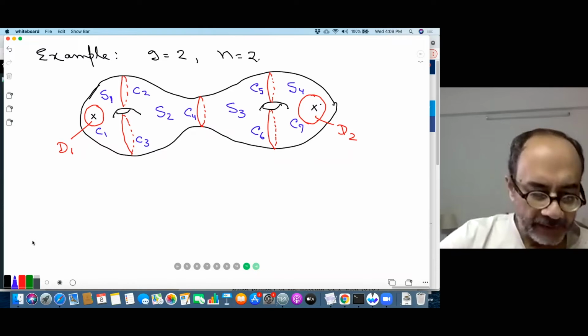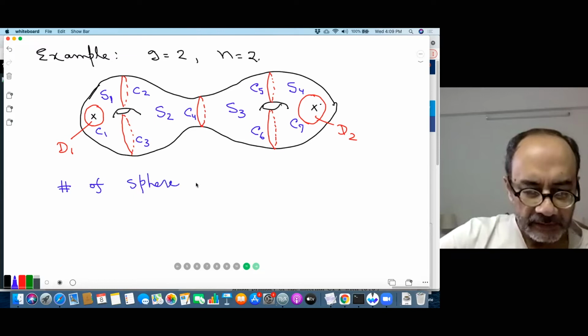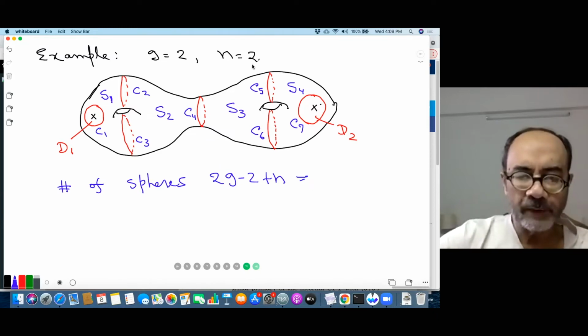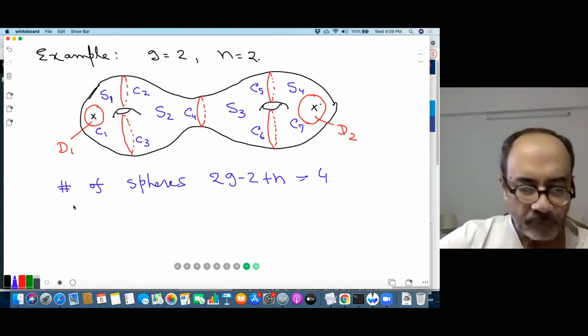What I had claimed earlier is that the number of disks is the number of punctures, that's true. The number of spheres was 2G minus 2 plus N. So how much should that be? G equal to 2. So 4 minus 2 is 2, plus 2, that's 4. And indeed there are 4 spheres: 1, 2, 3, 4.